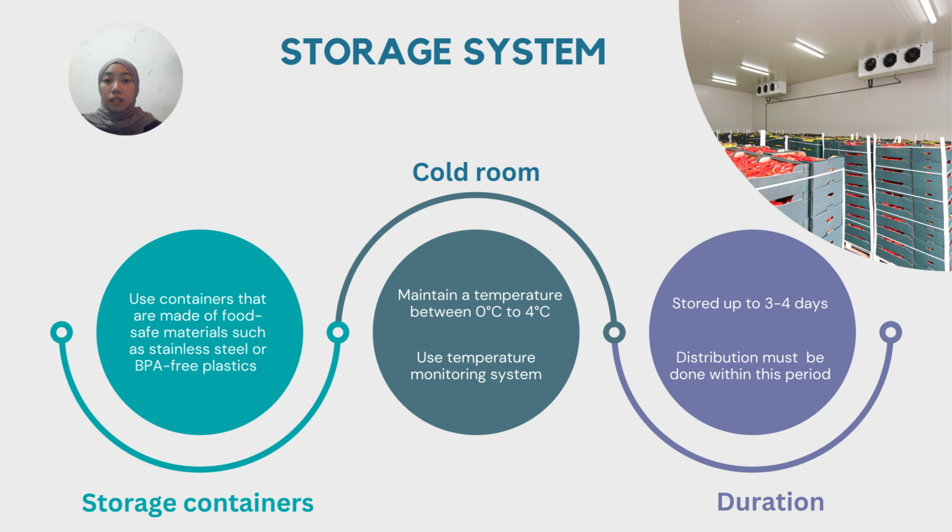And then the second main component is the cold room. The cold room must maintain a temperature between 0 to 4 degrees Celsius and must use a temperature monitoring system to ensure the food quality and also the food preservation. And then for the duration of the storage, the products must be stored for up to 3 to 4 days, and the distribution must be done within this period.